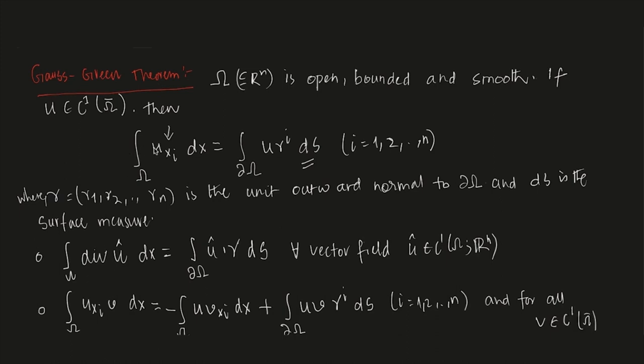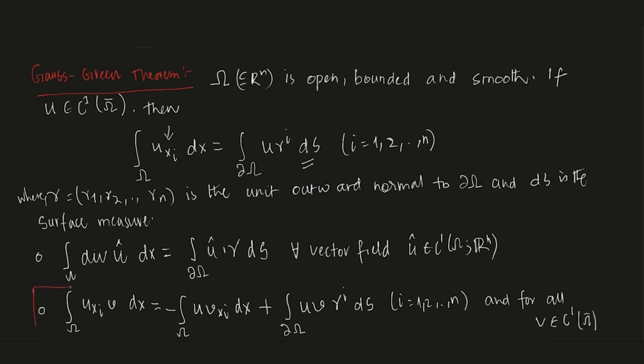So basically what I'm doing is I'm replacing u with uv. See, if you have two arbitrary functions u and v in C1 of omega bar, then the product of u and v is also in C1 of omega bar. I'm just replacing u with uv. So once you replace it, it is u_xi v plus v_xi u. This is what I wrote: the integral over omega of that equals the integral over the boundary of uv gamma_i ds. That's what I wrote.